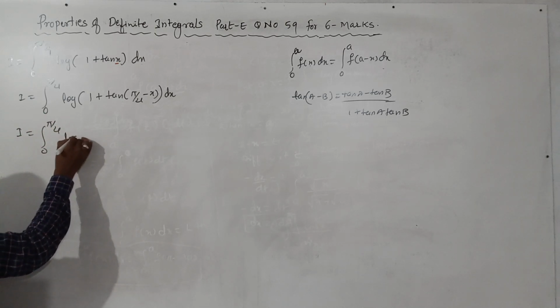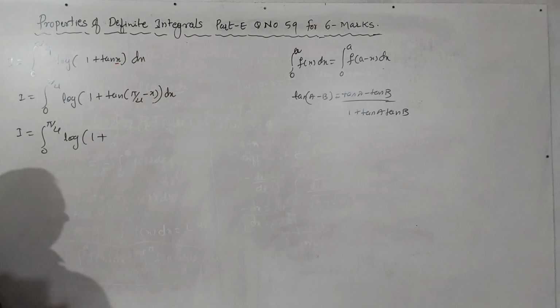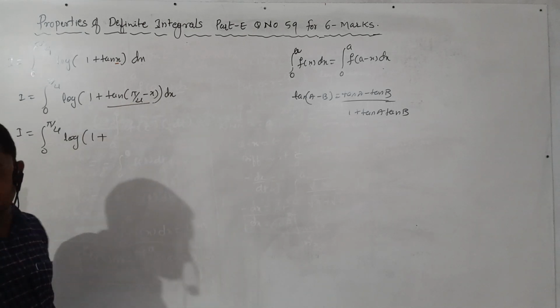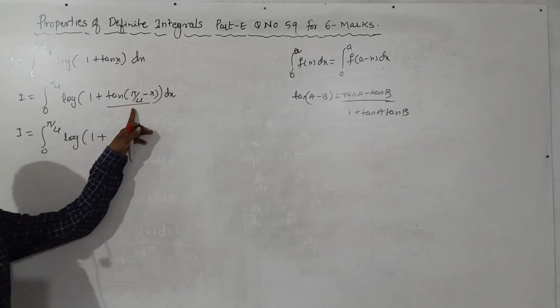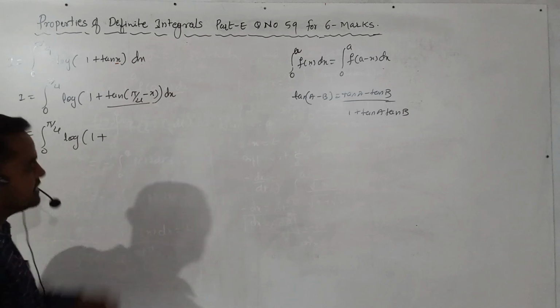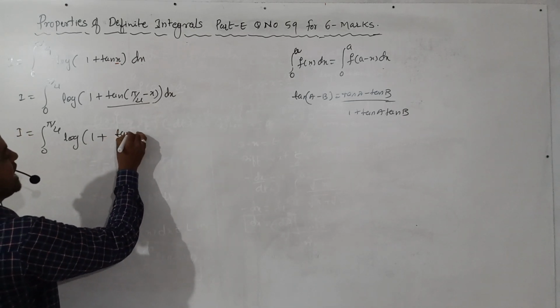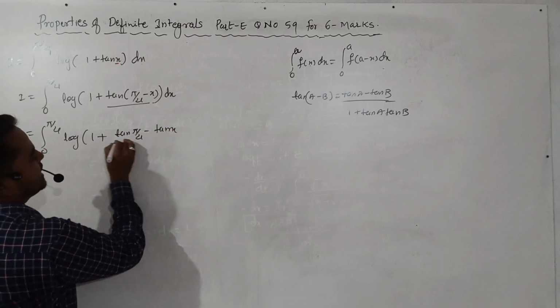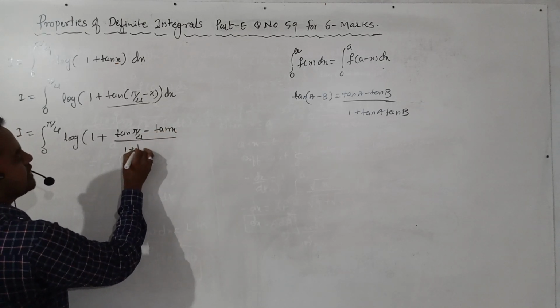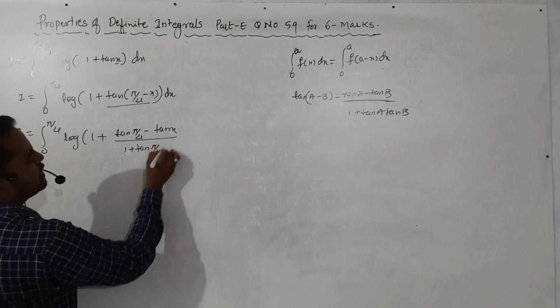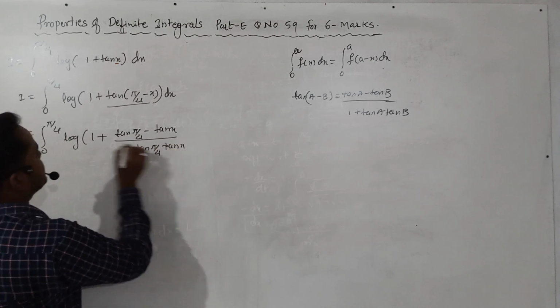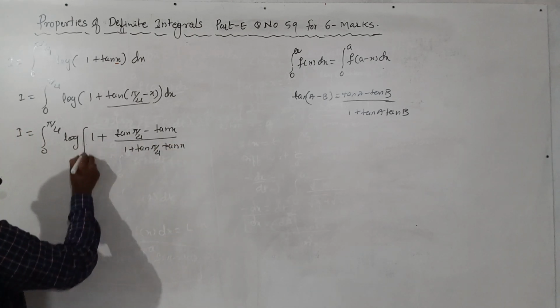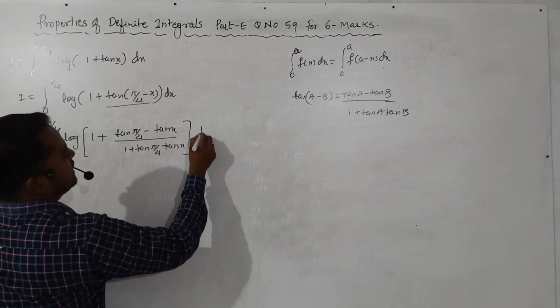Yes, this formula we are applying, that is I is equal to integral from 0 to 5 by 4. This log as it is, this 1 as it is. Now we are applying the formula to this step. What is A here? 5 by 4. What is B here? x. That is tan 5 by 4 minus tan x divided by 1 plus tan 5 by 4 tan x, dx.